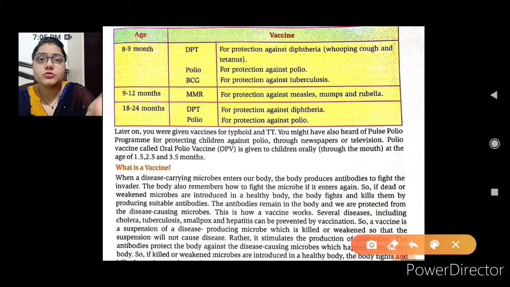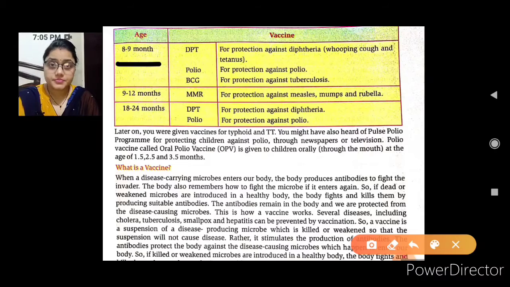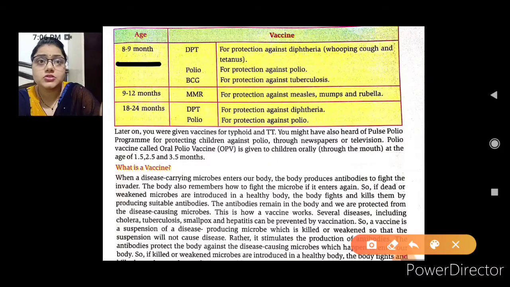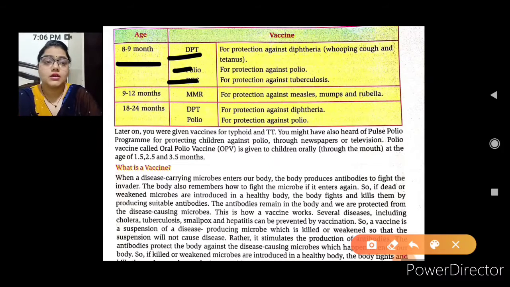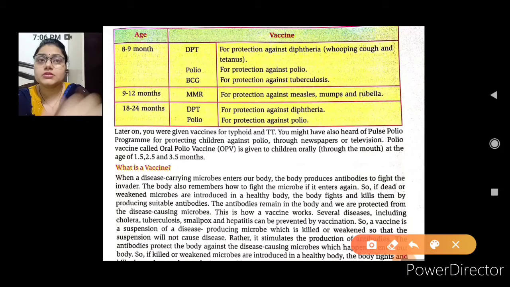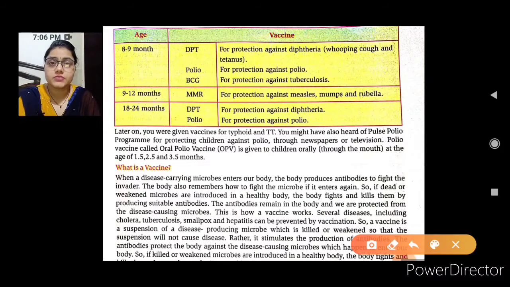So first, for the 8th to 9th month, the child has to get 3 kinds of vaccines. The first is DPT, second is polio, and third is BCG. For 8 to 9 months, 3 kinds of vaccines we have used: DPT, polio and BCG.